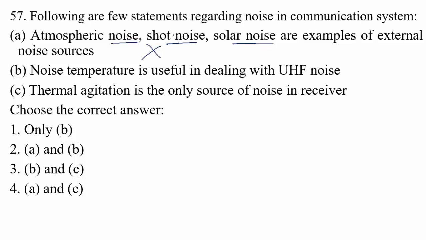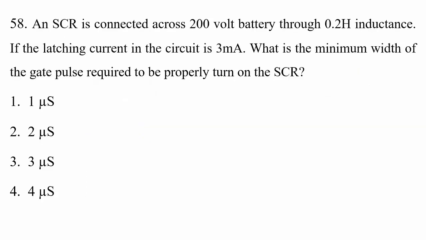Noise temperature is useful in dealing with ultra high frequency noise. This statement is correct. Thermal agitation is the only source of noise in receiver. Environmental noise is also a noise in the case of receiver. So statement C is wrong. So among these, option 1 is correct, nothing but noise temperature is useful in dealing with ultra high frequency noise.